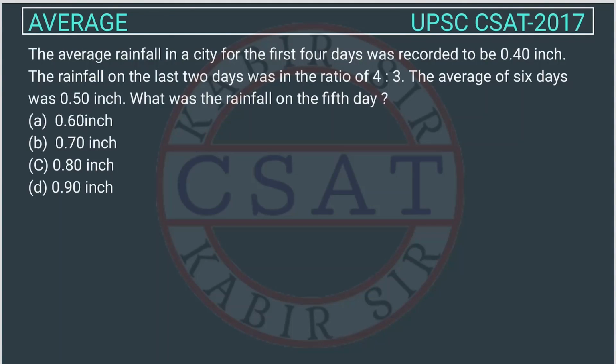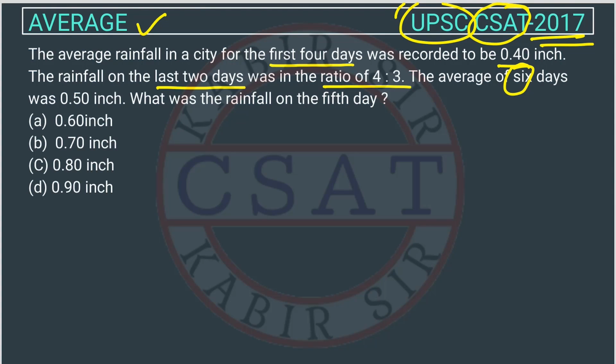This is a question of average asked by UPSC in CSAT exam 2017. The average rainfall in a city for the first 4 days was recorded to be 0.40 inches. The rainfall on the last 2 days was in the ratio of 4:3. The average of 6 days was 0.50 inches. What was the rainfall on the 5th day? So we have to calculate the rainfall on the 5th day.